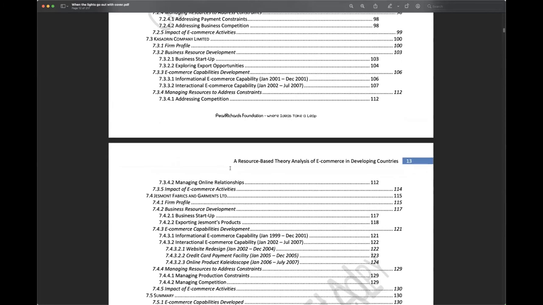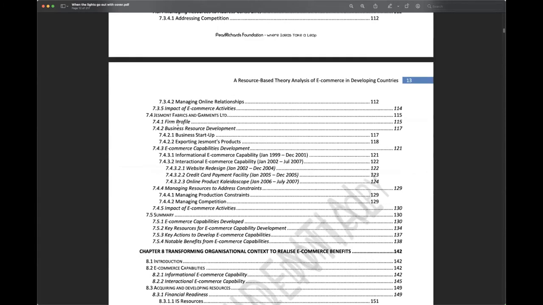After Casa Preco, I have another one, Desmond Fabrics and Garments, Firm 3: firm profile, business resource development, business data, exporting just one product, e-commerce capability. All of these things are stories that I've gone to the field and listened to the person and heard the person. I've combined interviews, focus group discussions, and digital ethnography material, sometimes even pictures from the field of study, and information notes from interactions and discussions in an informal way, and put all of them together to build a good richness of the story.